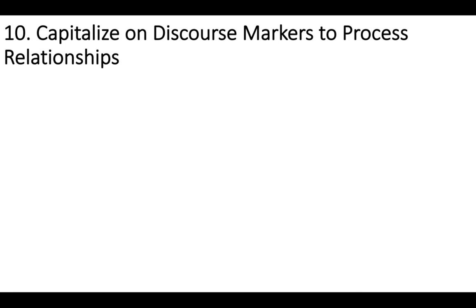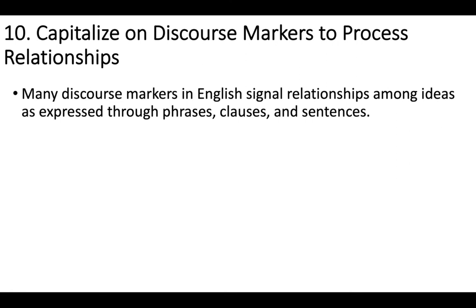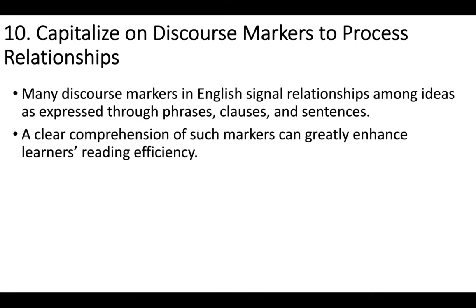We've spoken a little bit about discourse markers in the previous lesson. Many discourse markers in English signal relationships among ideas as expressed through phrases, clauses, and sentences. A clear comprehension of such markers can greatly enhance learners' reading efficiency. We have already said that discourse markers indicate the relationships amongst the ideas expressed in the reading, either through phrases, clauses, or even full sentences.